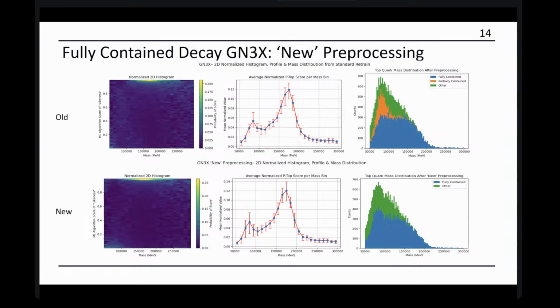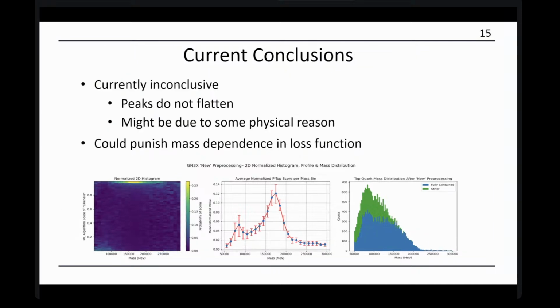So let's compare them. Our results give us this P, this type of preprocessing, and our results using this preprocessing give us a Y. So it's still learning how to do math. For the current conclusions, it's kind of inconclusive as our P's not flattened, and this might be due to some physical reason, but that is still a matter of further investigation.